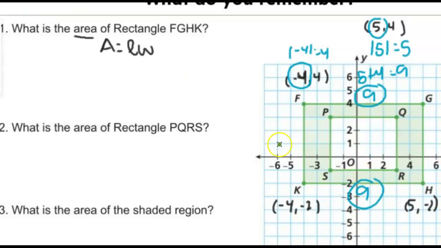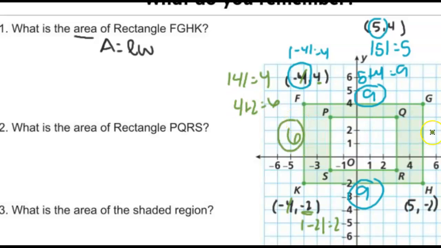Now we're going to find from here to here. My first numbers are the same here, so I'm not going to use those. I'm going to use my second ones. The absolute value of 4 is 4. The absolute value of -2 is 2. So I'm going to take my 4 plus 2 equals 6.